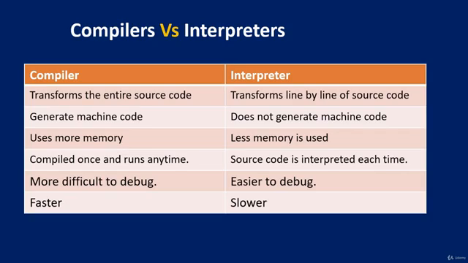Compiled languages run once. So once you've compiled it, you can run it anywhere because it's already been compiled. While with the interpreter, the source code has to be interpreted each time you run the file. Compiled languages are more difficult because it's harder to find problems or debug issues, while the interpreter is much easier to debug. The compiler is faster and the interpreter is much slower. So these are some key differences between compilers and interpreters.